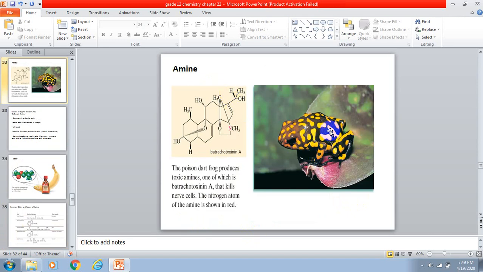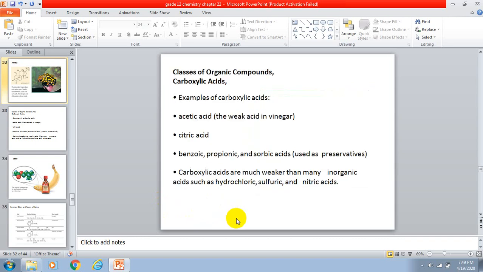Look at this, what we call in Urdu mandik, and in English we call it a frog. This is just the most dangerous frog ever. Batrachotoxin A: the poisonous dart frog produces toxic amines, one of which is batrachotoxin A, that kills nerve cells directly. The nitrogen atoms of the amine are shown in red.